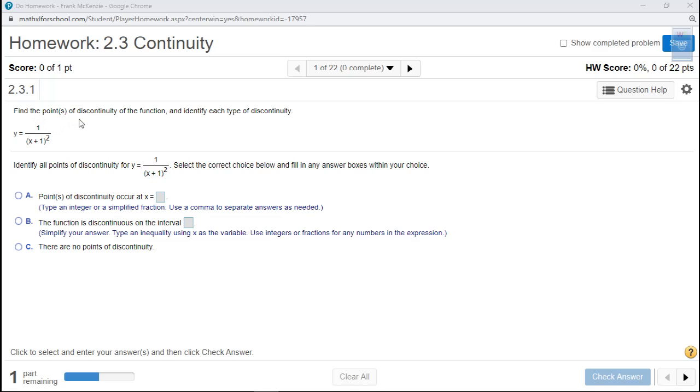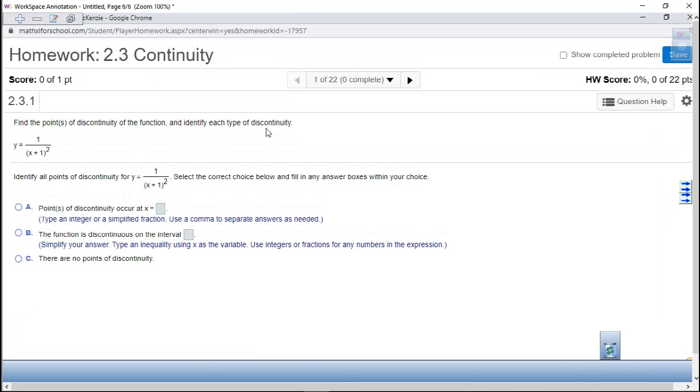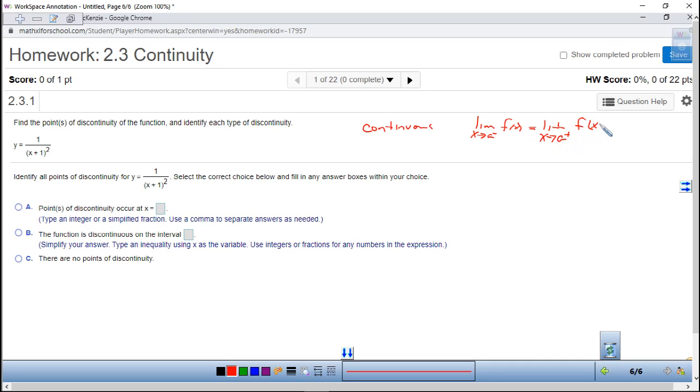All right, now find the points of discontinuity of the function and identify each type of discontinuity. Well, remember from your notes, you know that for a function to be continuous, the limit as x approaches a from the left of that function must equal the limit as x approaches a from the right for that function, and it also has to equal... Now, guys, understand we're taking one simple step past limits, because if you remember, for the definition of a limit, for a limit to exist, this is what had to happen.